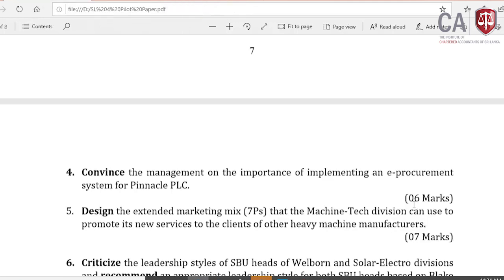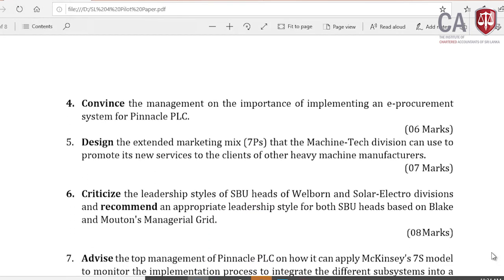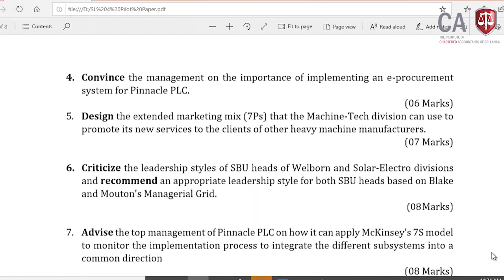Right. Then part 6. Criticize the leadership style of the SBU heads of Wellborn and Solar Electro divisions and recommend an appropriate leadership style for both SBU heads based on Blake and Mouton's managerial grid. Now, the examiner tests your knowledge of the Blake and Mouton managerial grid, which we learned under leadership, under what theory? Under the behavioral theories. We discussed the Blake and Mouton managerial grid.